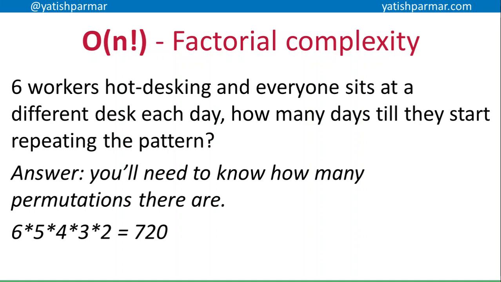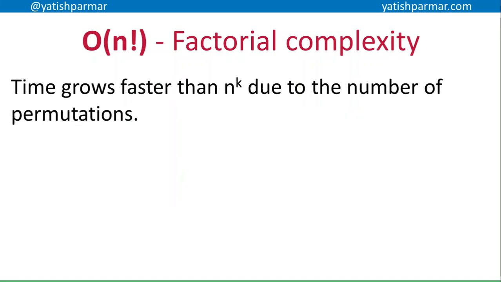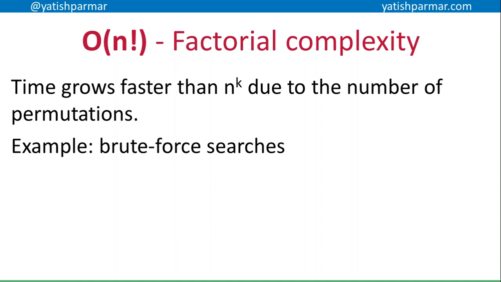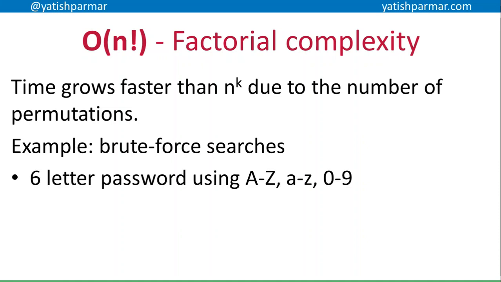So with factorial complexity, what we're talking about is that the time needed to run that algorithm is going to grow faster than polynomial complexity because of the number of permutations. Where we see this is in examples like brute force searching. For example, if someone has a 6-letter password and they've used A to Z, upper and lower case, and 0 to 9, that's 26 plus 26 plus 10, 62 possibilities per letter.